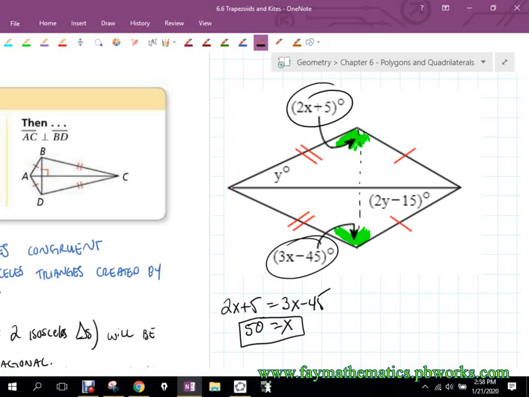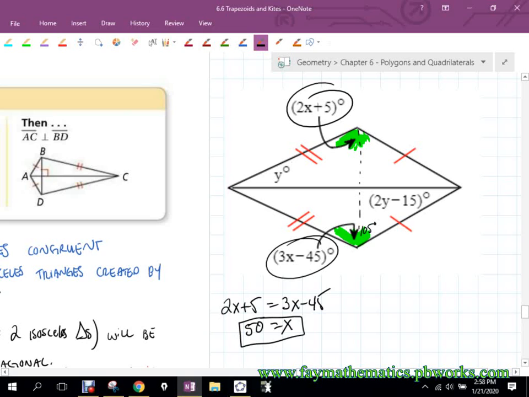Now the next question is solve for y. And that's where most people make the mistake, is they say, well, y's got to equal 2y minus 15. Okay? But we have to use a fact that we've used an endless amount of times throughout the year. If I know that x is 50, doesn't this angle right here have to be 105 degrees?